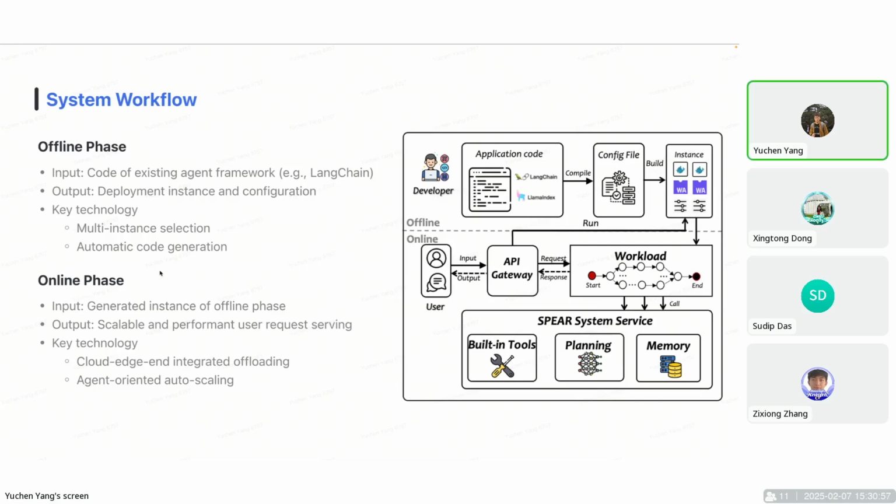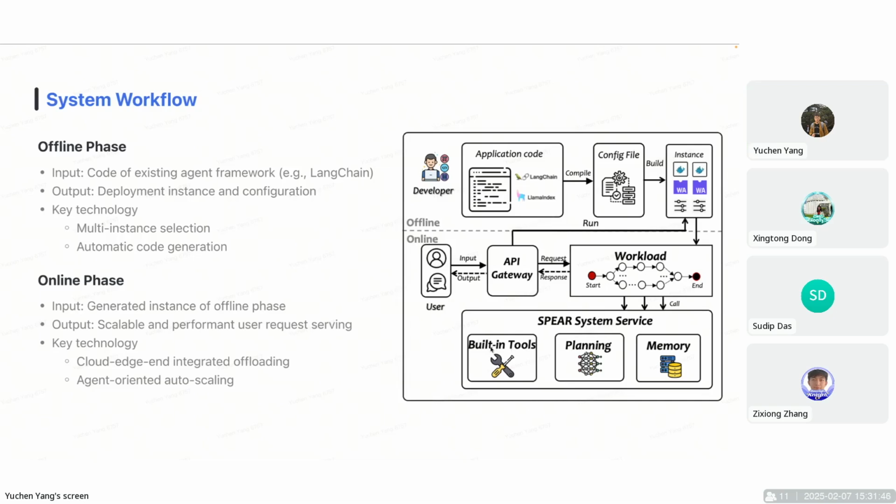Then let's go to the online phase. This phase takes the instance we prepared before and delivers it as a live service to users. The instance we deployed is now running as a workload. At that time, the user can connect to the workload through the API gateway. Like, I just send a request to the API gateway, and the API gateway forwards this request to the workload. And then the workload, or the developer-written code, is gonna talk to the Sphere system service and do the AI work.